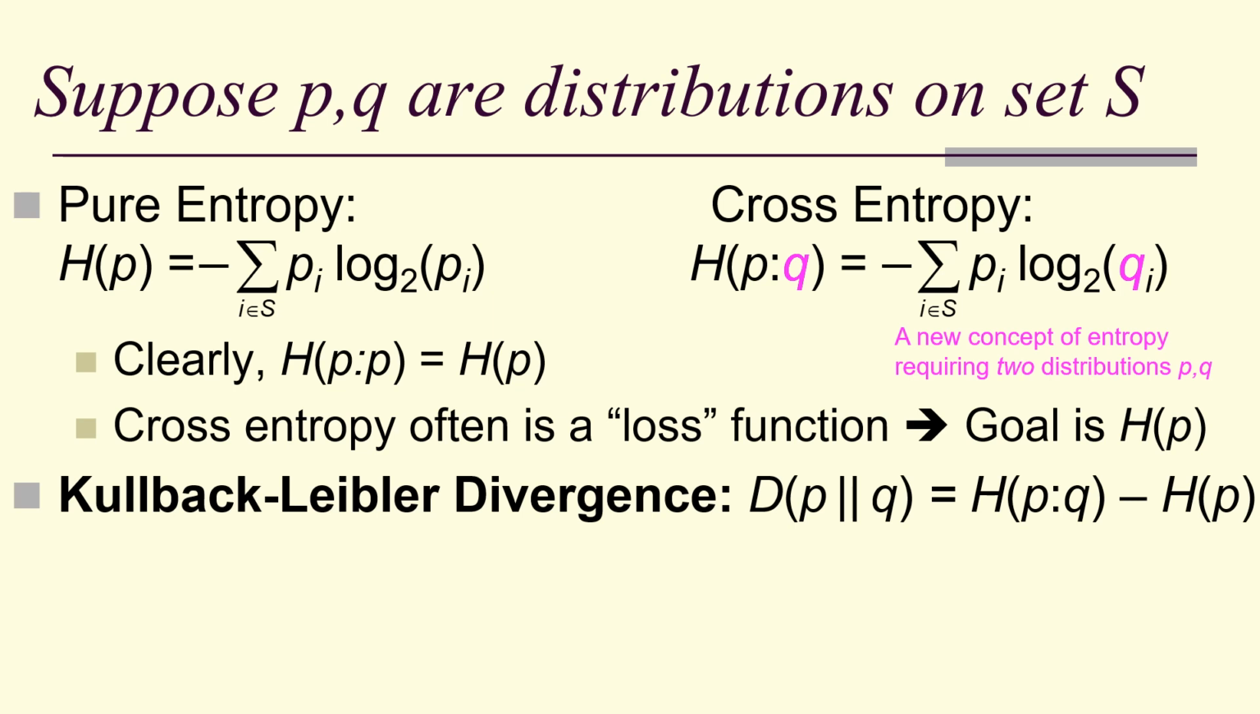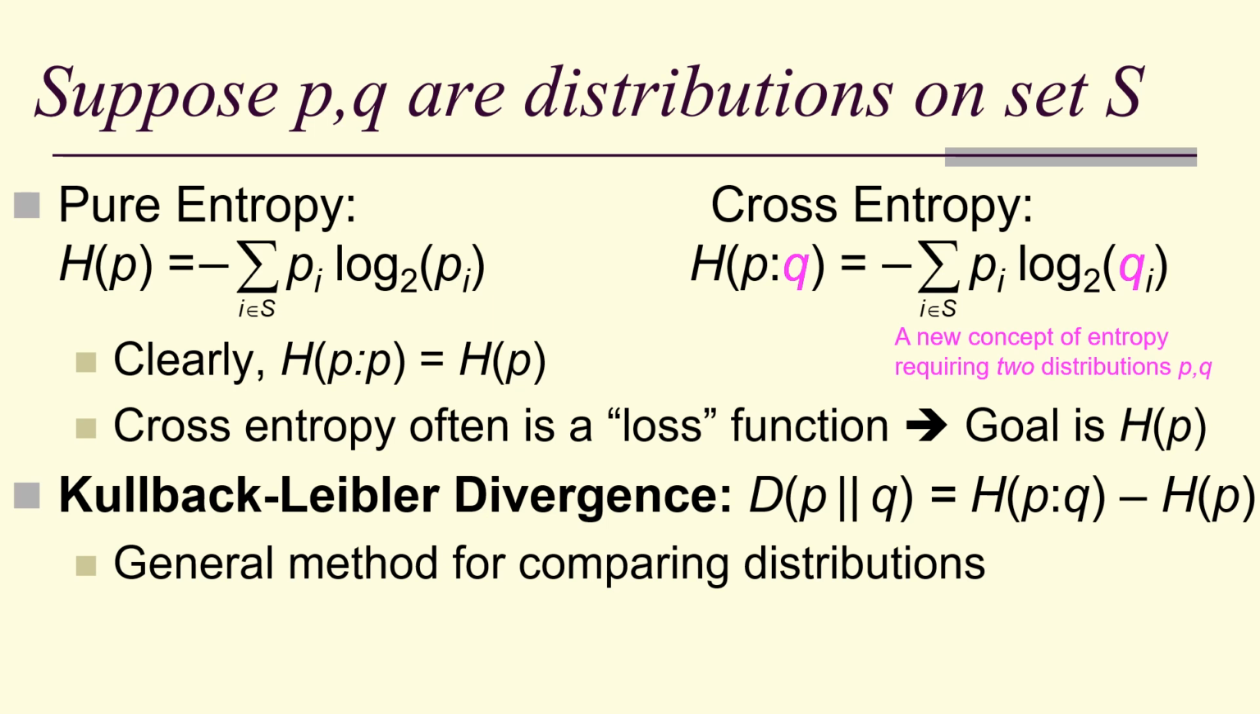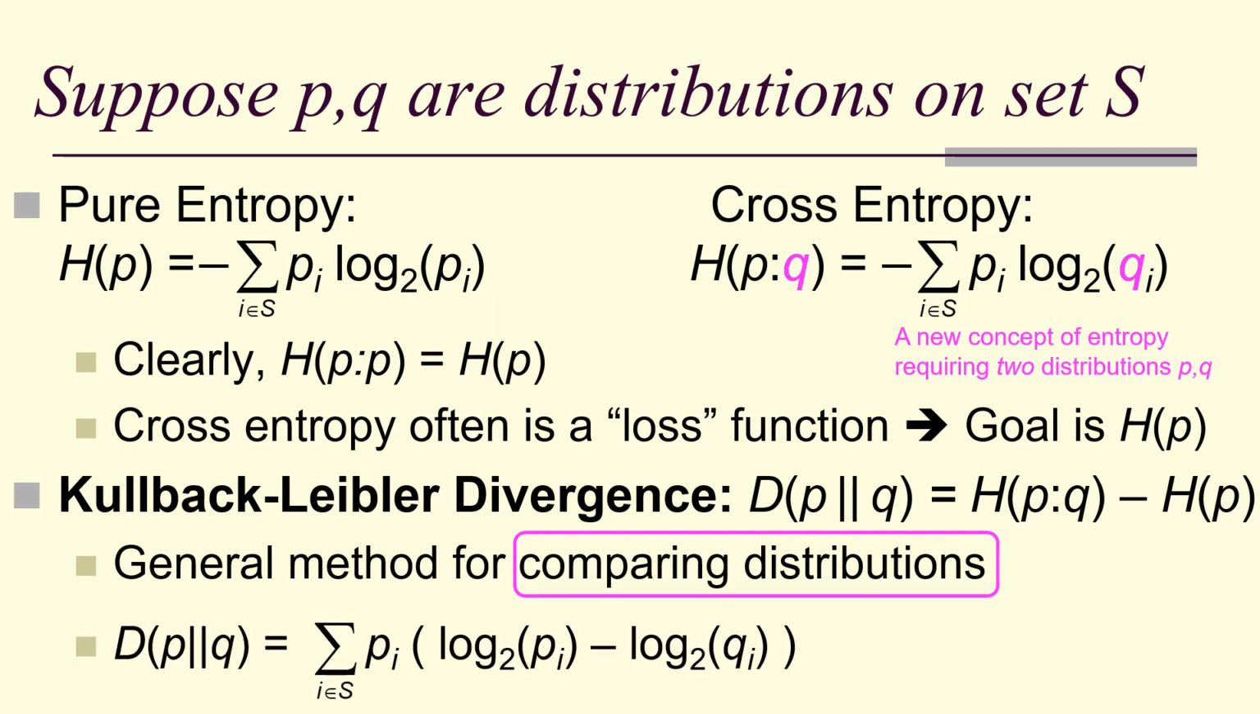That leads us to define Kullback-Leibler divergence. This is the difference between the cross-entropy and the pure entropy of P. It's a general method for comparing distributions. And notice the emphasis here is for comparing them. And in terms of summation and logarithms, it's given by this formula, which can be simplified to that.